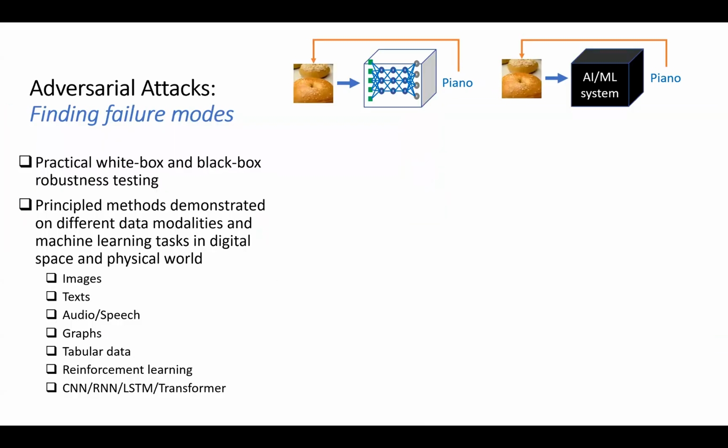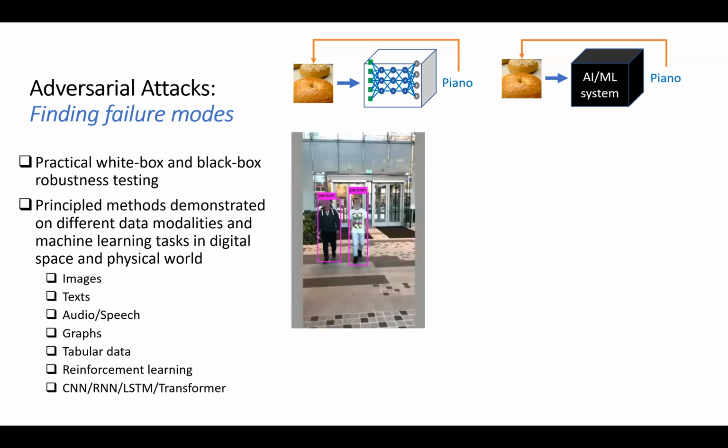So at a high level, adversarial attacks are a way to help model developers or white hat hackers find failure modes and understand the limitations of the models they are developing. This includes developing practical robustness testing tools to find failure modes in both white box and black box settings, and also demonstrating those failure examples for different data modalities and different machine learning models in both the digital and physical world. In what follows, I will show some examples.